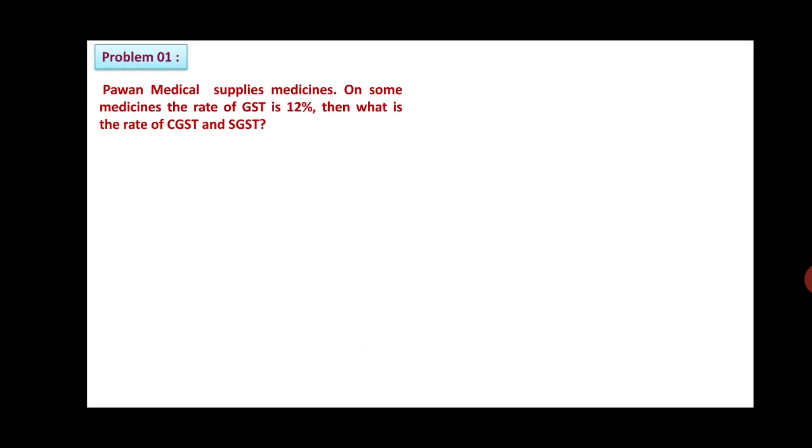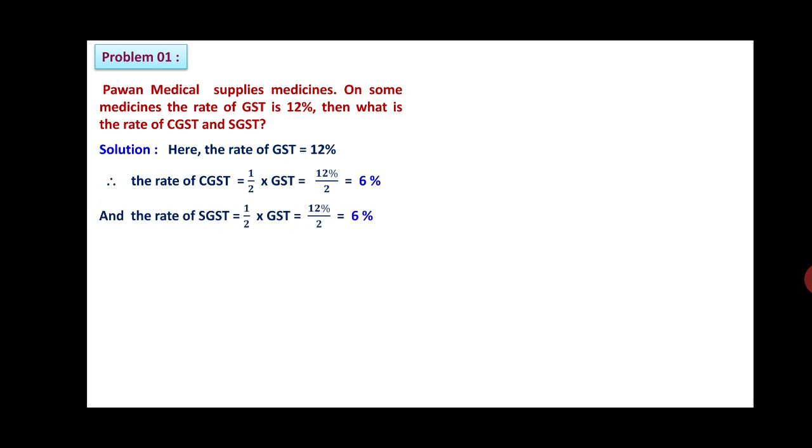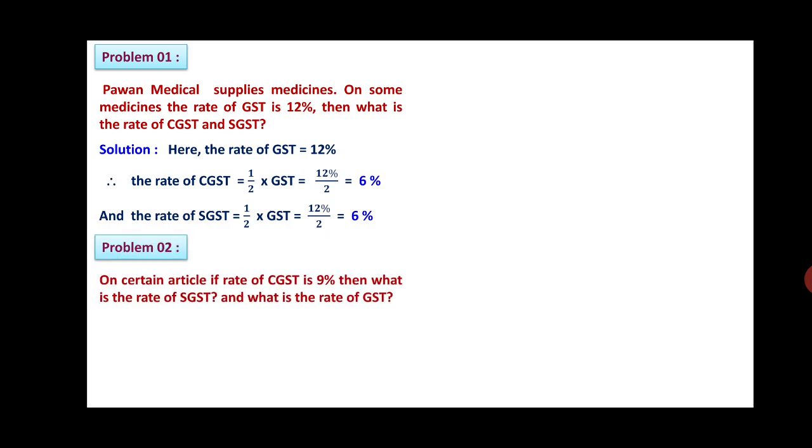So friends, now we will consider few problems that are based on this. Let us take the first example. Pawan Medical supplies medicines. On some medicines the rate of GST is 12%. Then what is the rate of CGST and SGST? Friends, here the rate of GST is 12% and the rate of CGST is half of GST. So 12% upon 2, that is 6%. And at the same time rate of SGST is also half of GST, which is 12% upon 2, that is 6%.